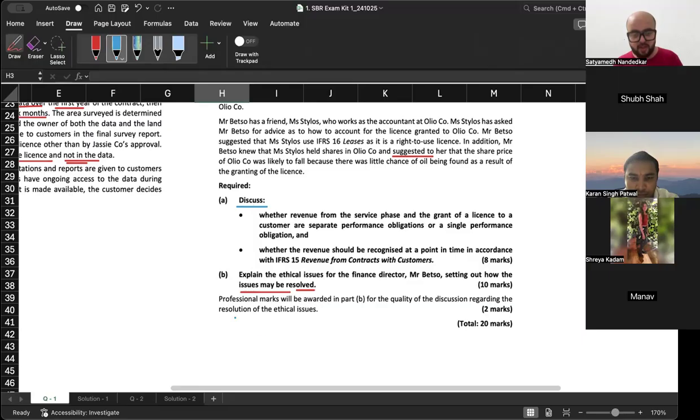Professional marks you will get for resolution of ethical issues, which means you have to speak about the solution that you will give in the current set of circumstances.